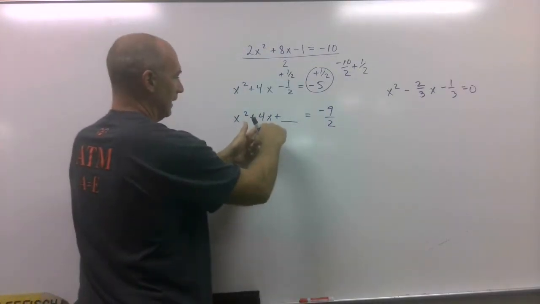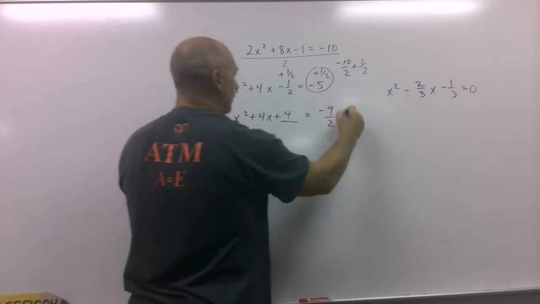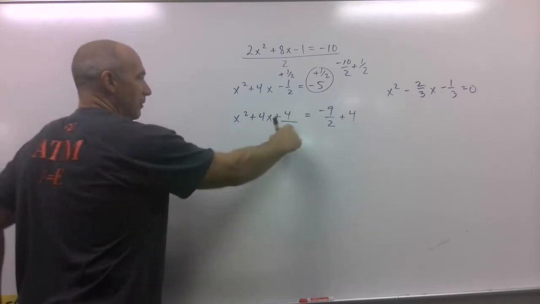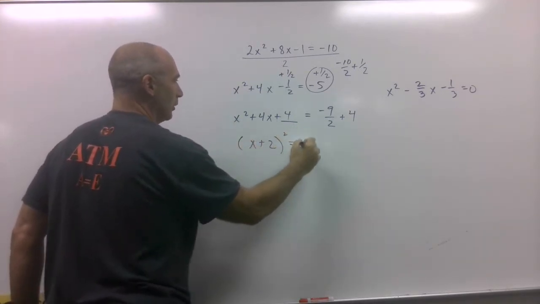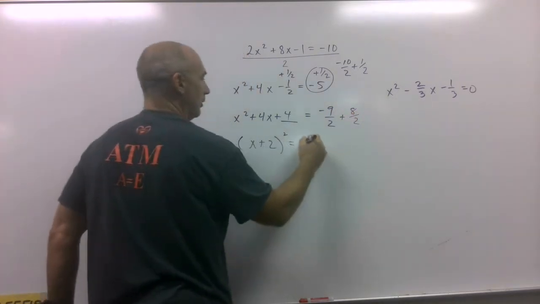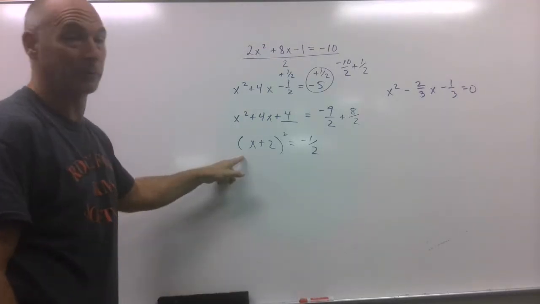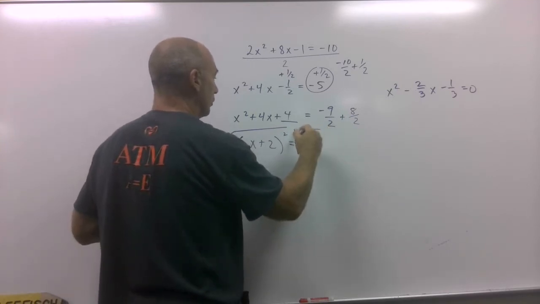Well, take half of 4, which is 2, square it, that's a 4. If I add a 4 over there, I got to add a 4 over here. I've arrived at my perfect square trinomial, so (x + 2)² equals... 4 is the same thing as 8/2, so I get -1/2. Now we're ready for the bada boom, bada bing, do the right thing.